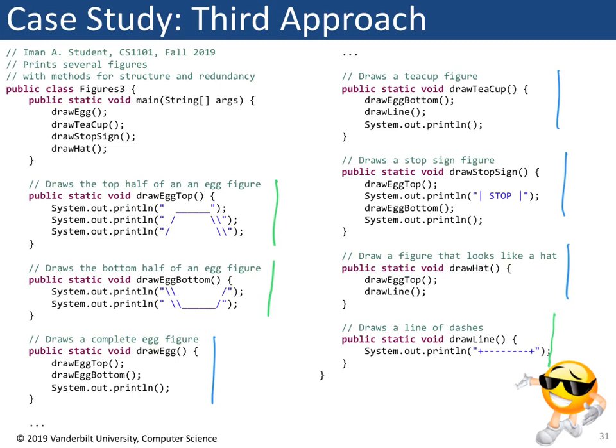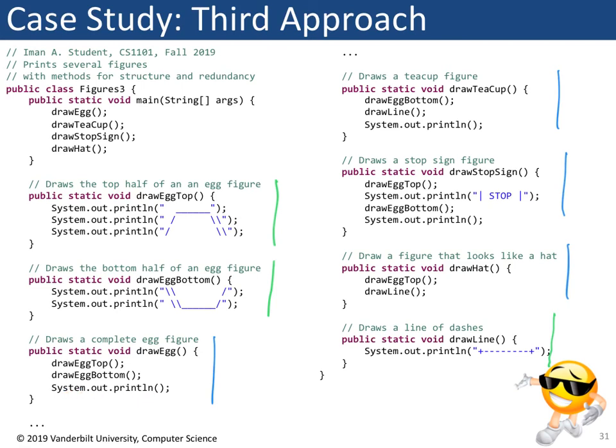And we have documentation that tells us it draws a complete egg figure. Now, above the draw egg method, we have documentation. Also above the class, we have documentation that tells what the class does and who wrote it. Back to the draw egg method, though, talking about readability, draw egg top, draw egg bottom, followed by a println statement, that's extremely readable.